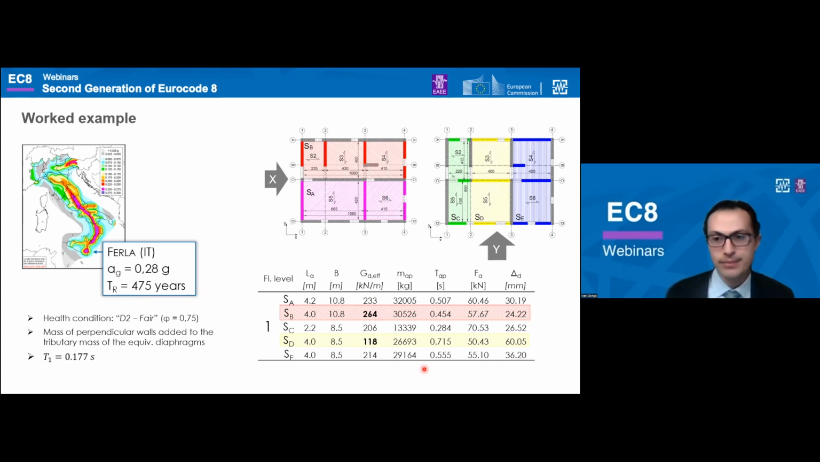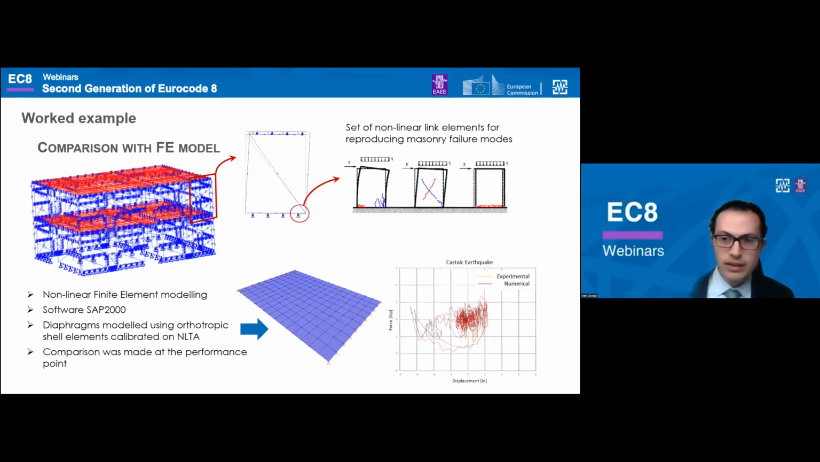And then we can determine the diaphragm periods and the force and displacement demands. The demand values determined with the assessment procedure outlined in chapter 10 were compared with the results obtained at the performance point of the pushover analysis performed on a finite element model, where the diaphragms were simulated using orthotropic shell elements that were calibrated on linear dynamic test data.